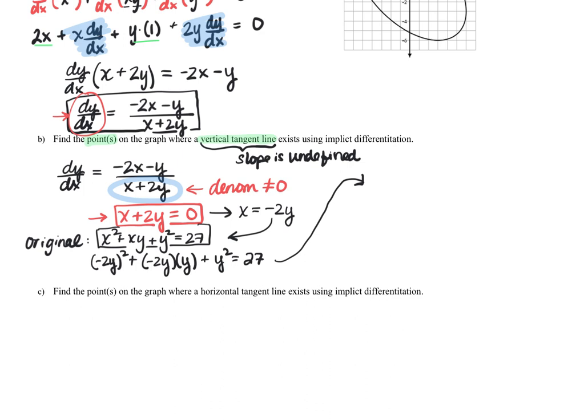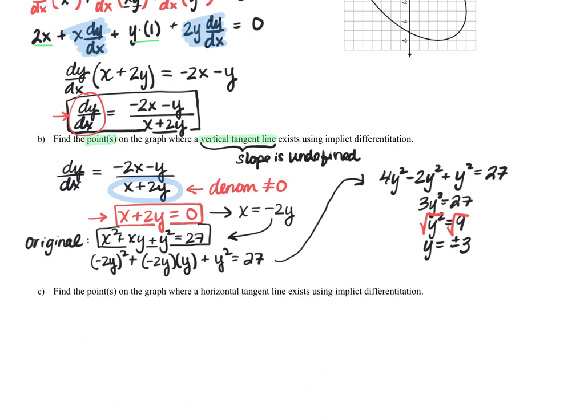So now we have an equation all in terms of one variable, and if we simplify, we'll end up with 4y squared minus 2y squared plus y squared equals 27. This is a pretty simple equation that we can finish and solve. So we'll end up with 3y squared is equal to 27. Divide by 3, so y squared is equal to 9. And then square root both sides. Remembering that when we're taking the square root, we'll end up with both a plus and a minus 3.